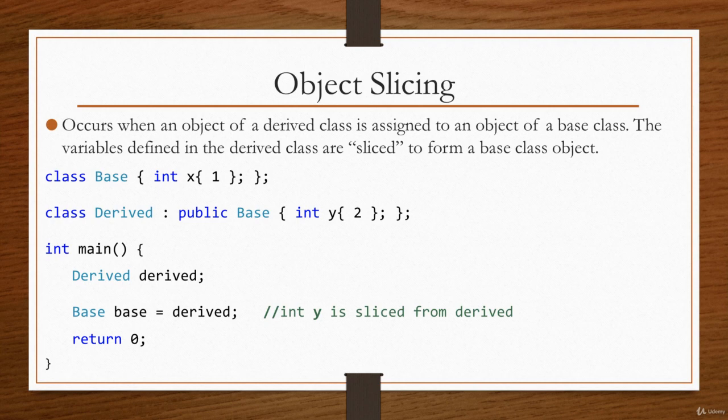object. I have an example here, class base, which has an integer x, and class derived, which publicly derives from the base class that has an integer y. Then in main I instantiate derived. Then I instantiate base, I create an object called base, and I initialize that to the object derived. Now this is where object slicing is going to occur because int y is going to be sliced from the derived object. Okay, if you think about basic member-wise assignment, both base and derived have the variable x, but only the derived object has the variable y. So it's going to assign x of derived to x of base, but it's not going to assign y because y does not exist in base.